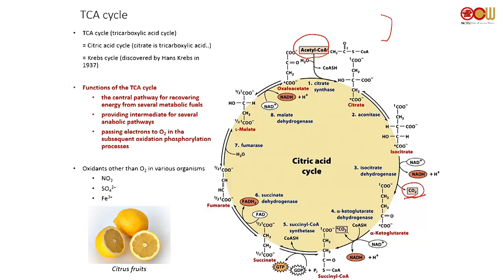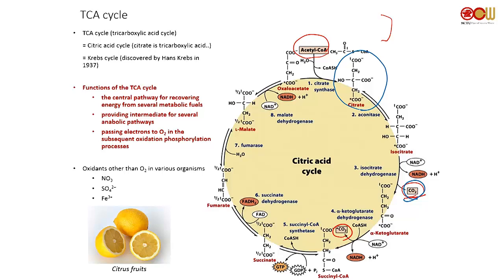Here's CO2, here's CO2. All right, so again, TCA cycle. TCA stands for tricarboxylic acid cycle. Tricarboxylate is basically referring to citrate, citric acid, right? So a lot of times we also call it the citric acid cycle, or we can call it the Krebs cycle. Krebs cycle is named after the guy who discovered this, Hans Krebs, right?